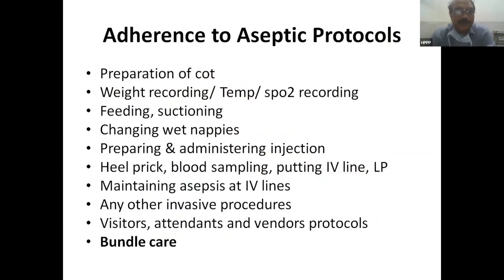Adherence to aseptic protocols like preparation of cot, weighing, recording SpO2, feeding, suctioning, changing wet nappies, preparing and administering injections. So various procedures and protocols have to be revised and standardized, and one should ensure that they are being followed. You can make your own bundle care to prevent ventilator-associated pneumonias, catheter-associated sepsis, like that. You can make a different bundle of care which must be practiced to minimize these infections.